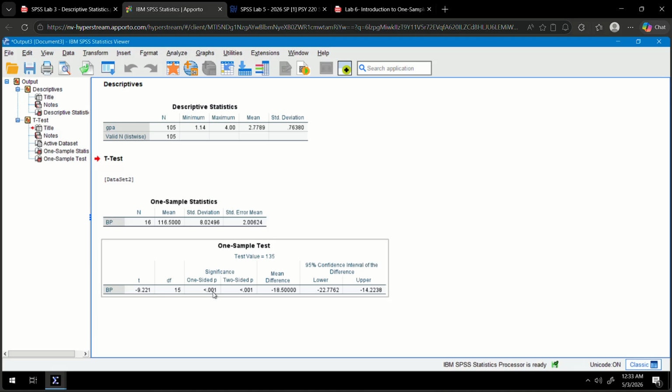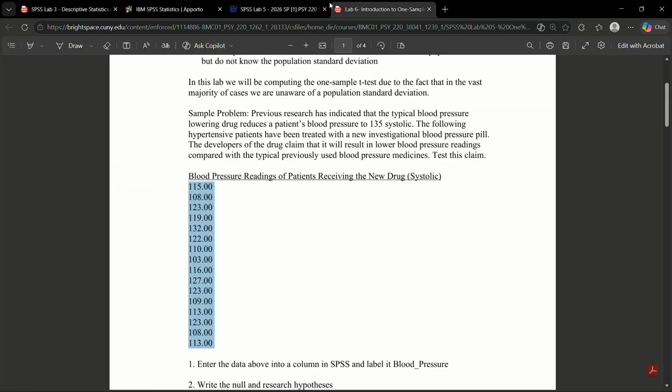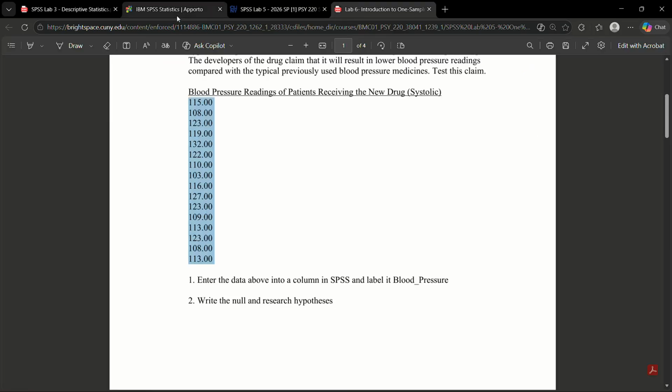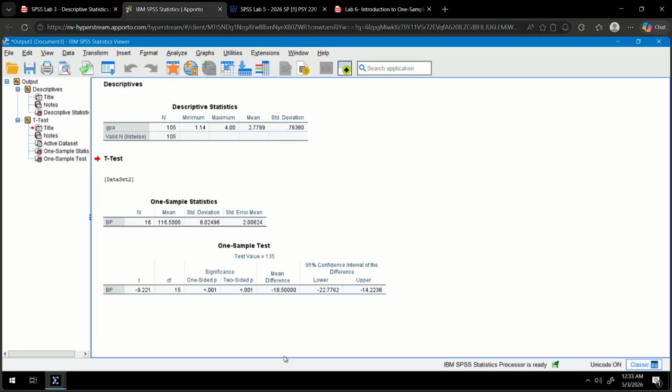So we're rejecting the null, and we're concluding that the new blood pressure pill works to lower blood pressure compared to your typical blood pressure medicine. So in other words, the new pill is better than the traditional blood pressure medicine. It lowers blood pressure more than the traditional blood pressure medicine. And that's it.